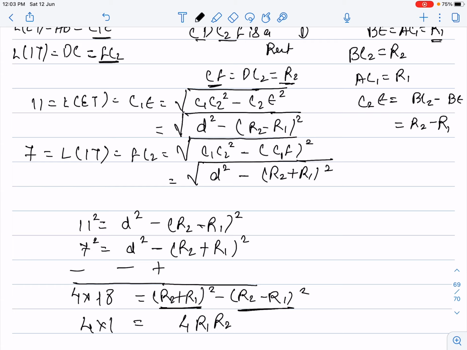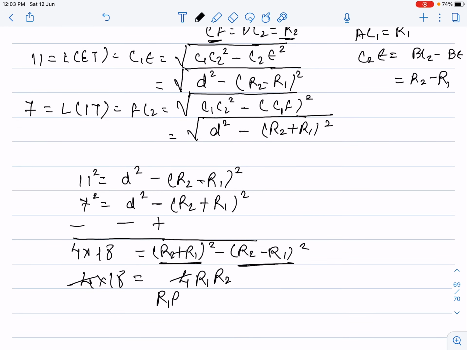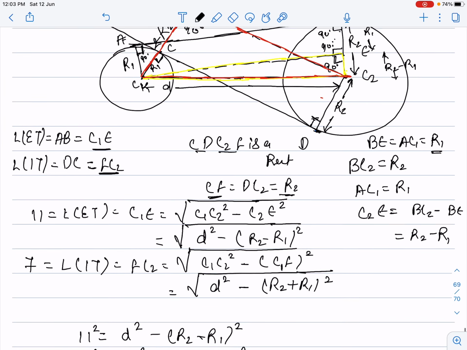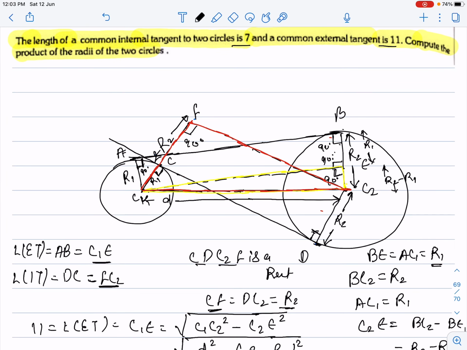And that is what? 4 into 18 we are knowing. So guys, 4 and 4 will be going to get cancelled over here. And the value of r1 into r2 will be getting what? 18 over here. So this will be the final answer for this question, because they asked us the value of product of two radii. What did they ask you? Compute the product of radii of two circles. So what will be the correct answer for this question? 18 will be the correct answer for this question.